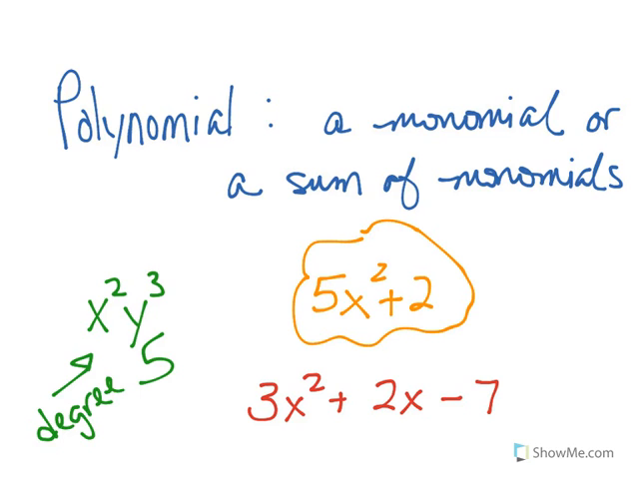Our third example of a polynomial, in the red, is 3x squared plus 2x minus 7. This polynomial has degree 2, because the greatest degree in all of its monomials is degree 2. 3x squared has a degree of 2, 2x has a degree of 1, and the constant minus 7 has degree 0. So the entire polynomial is considered degree 2. Each of these three polynomials is written in standard form. They're written with the highest degree monomial as the first term, and then they go in descending order.